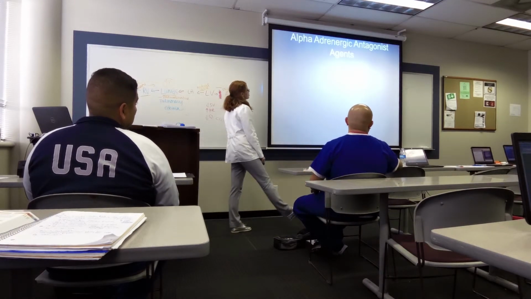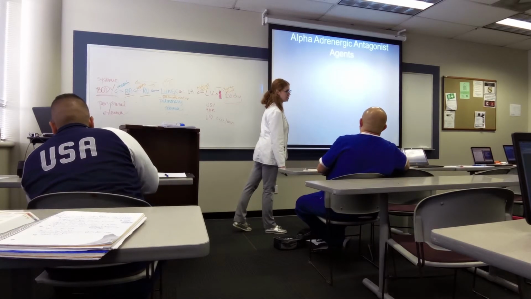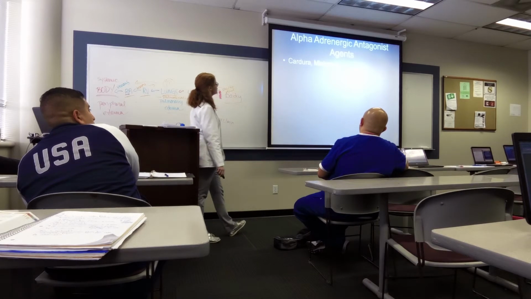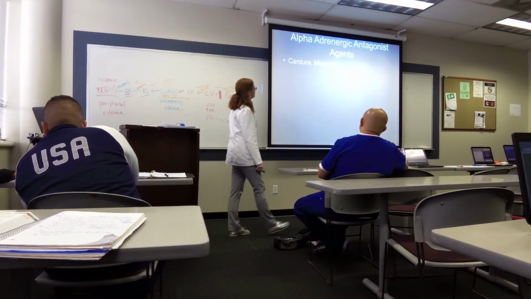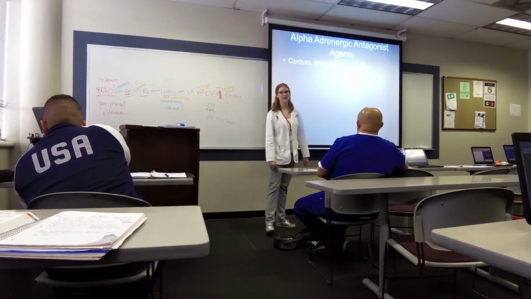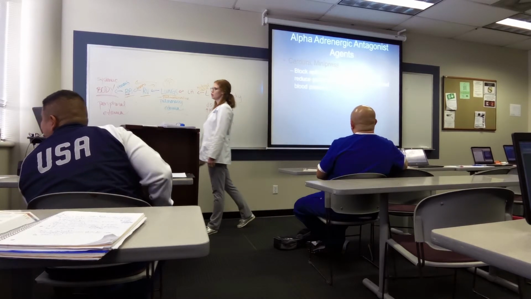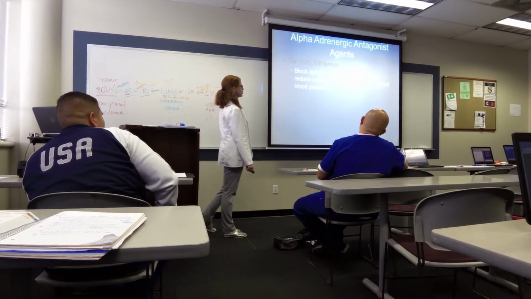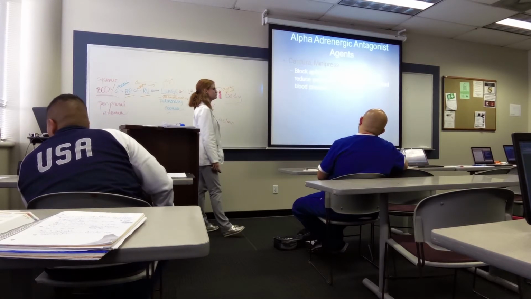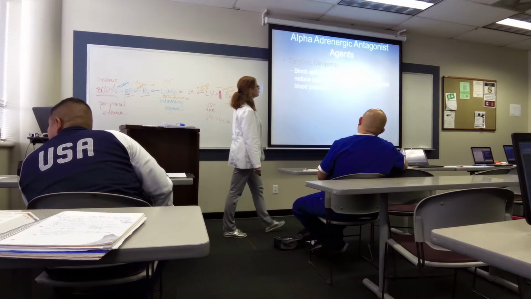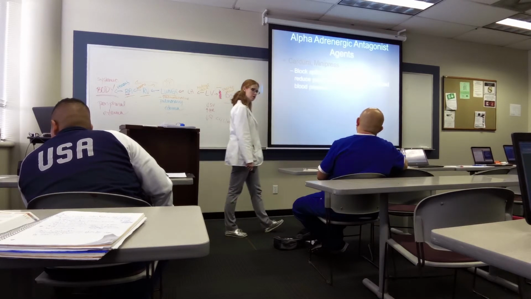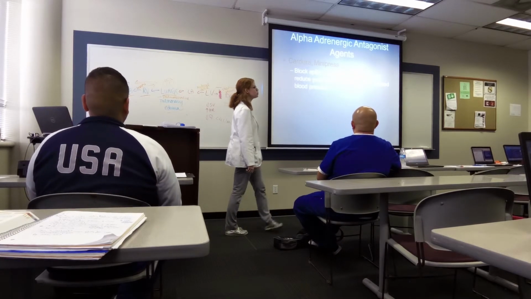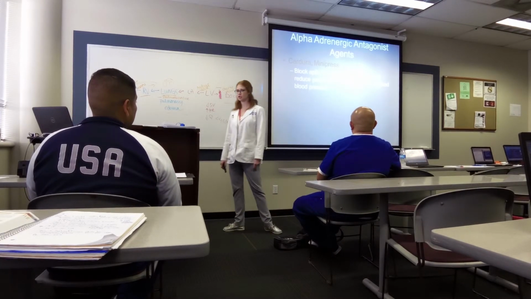Alpha adrenergic antagonists. Common names, Cardura and Minipress. So they block alpha receptors instead of beta receptors, which reduces peripheral vascular tone. So it reduces the tone of the peripheral vasculature, which in turn will reduce blood pressure.